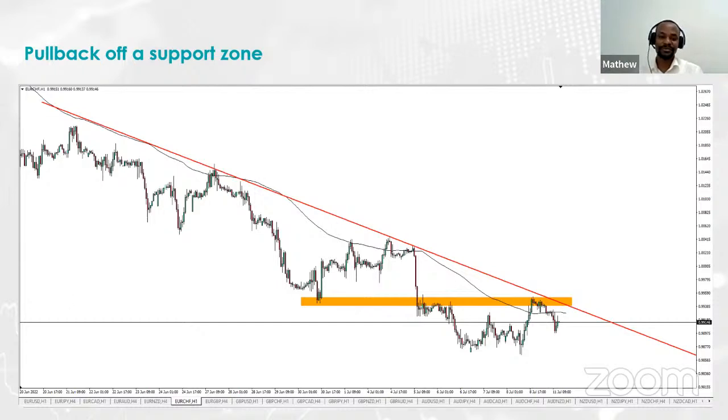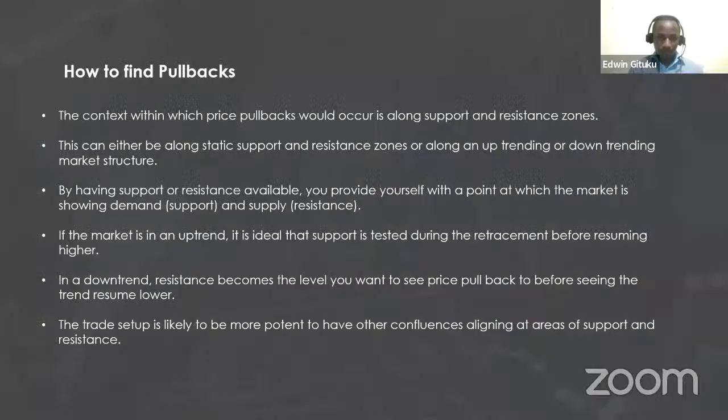Yeah. Before you give us the examples on the charts, Edwin, we can just have a simple explainer here where we just have to note that the context with which price pulls back would occur along support and resistance levels. So for you to apply this approach in analyzing the markets and getting entries, you need to get well versed with identifying support levels and resistance levels in the market. And if it's a strong one, then the better.